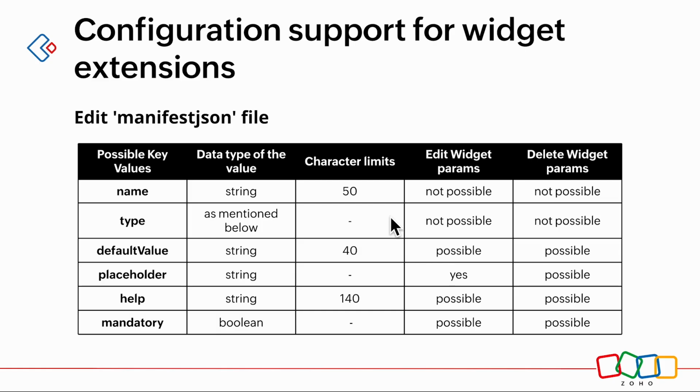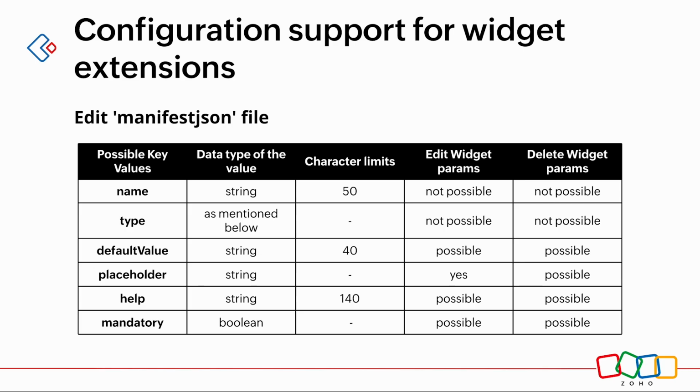When you are editing the manifest.json file, thereby giving the configuration, there are some key pointers to be noted, right? Let me break it down one by one. There are 6 possible key values and each of them has its own data type and character limits. Name. The name key value is just the label of the parameter. Its type can be a string and you can give a character limit of up to 50. Be careful while creating a name because there is no option to edit or delete the parameters once they have been created, right? Type. This will tell Creator what kind of value the parameter can expect.